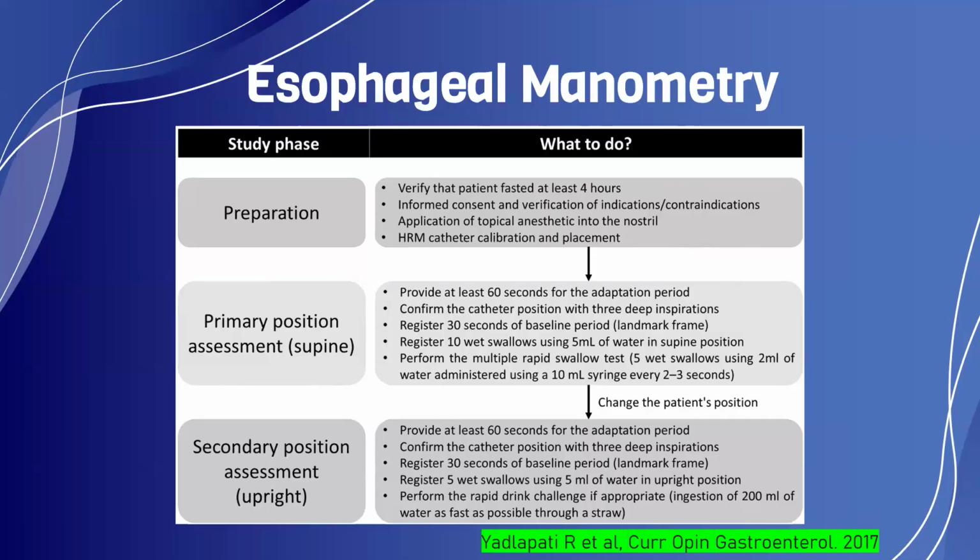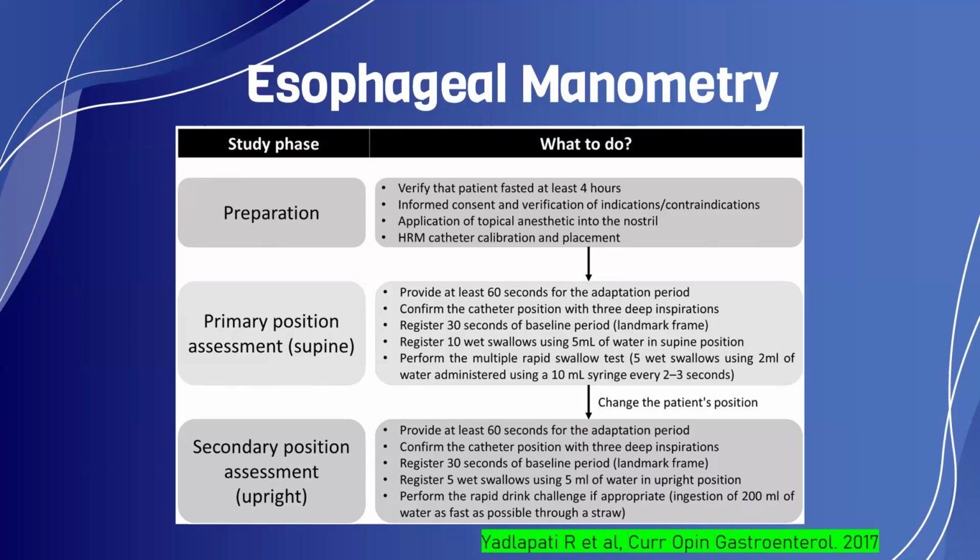Similar wet swallows, but it will be 5 wet swallows using 5 ml water in the upright position, and again the multiple swallow test. We then do a rapid drink challenge, if appropriate, which is about 200 ml of water as fast as possible through a straw.